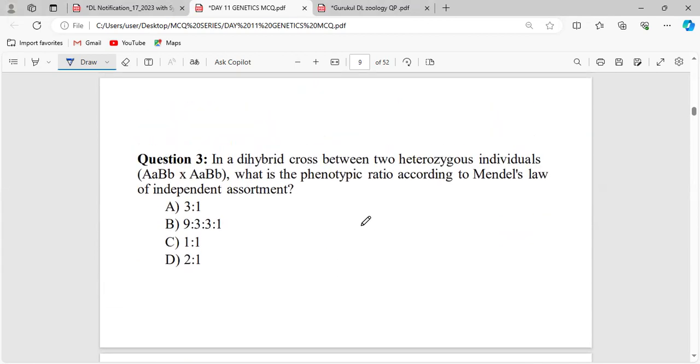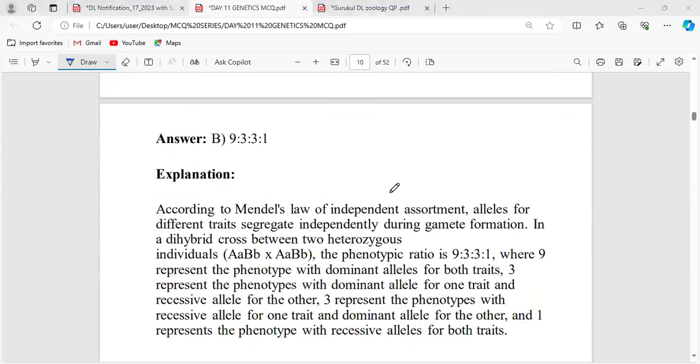Now, in a dihybrid cross between two heterozygous individuals, what is the phenotypic ratio according to Mendel's law of independent assortment? Whatever the question may be, you have to read the statement carefully, whether it is dihybrid or monohybrid, and whether they are asking for phenotypic ratio or genotypic ratio. So obviously the phenotypic ratio will be 9:3:3:1.